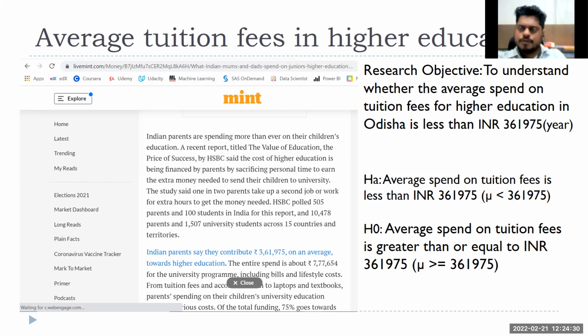Getting it? The other way around, if my alternate hypothesis was greater than, it is a left tail test? Sir, it is a left tail test because the average spend is less than INR 361,975. Correct. The philosophy behind it is whenever you are framing a less than, it is a left tail. Why is it a left tail? Because on the number line, my mean will be in the center in a normal distribution. I'm assuming the information I'm collecting will show me that the mean is actually on the left side of that. The information I'm collecting is on the left side of the mean value, right? So the left side of the mean value is a left tail test.